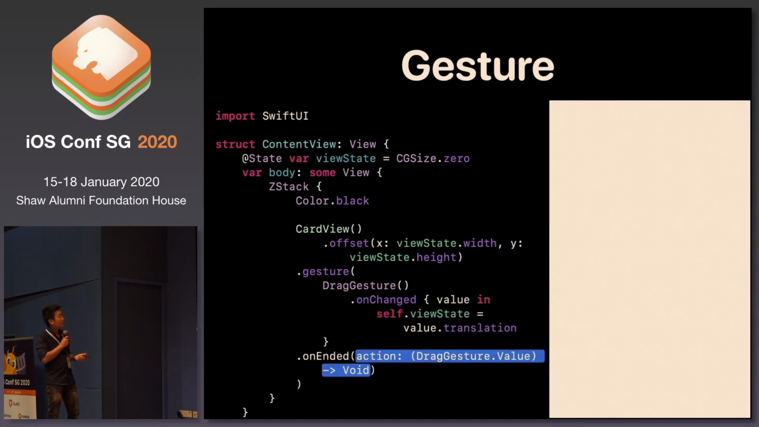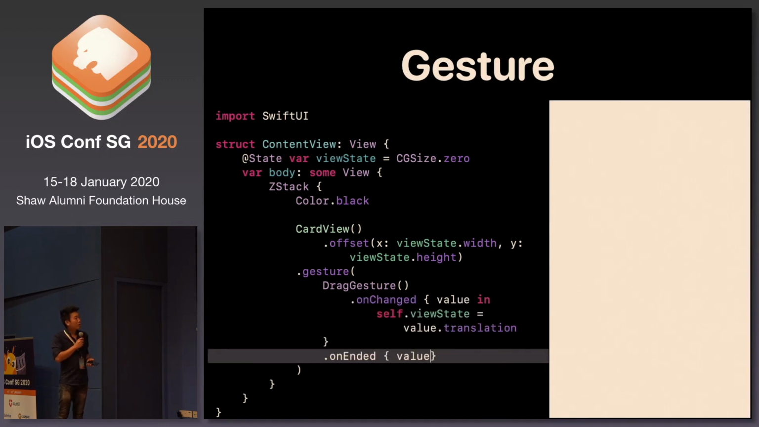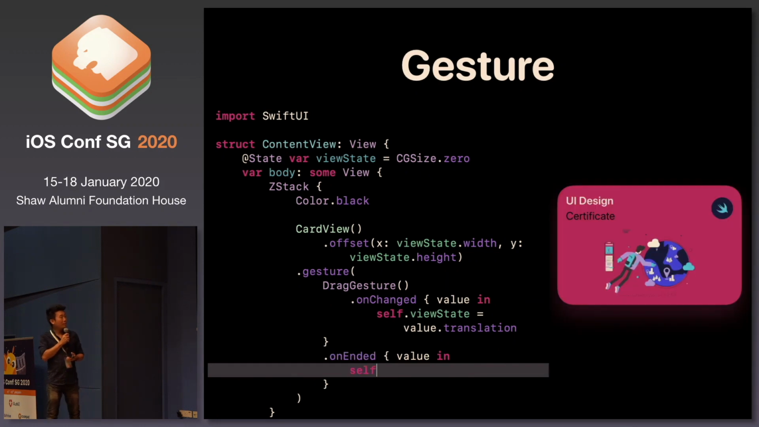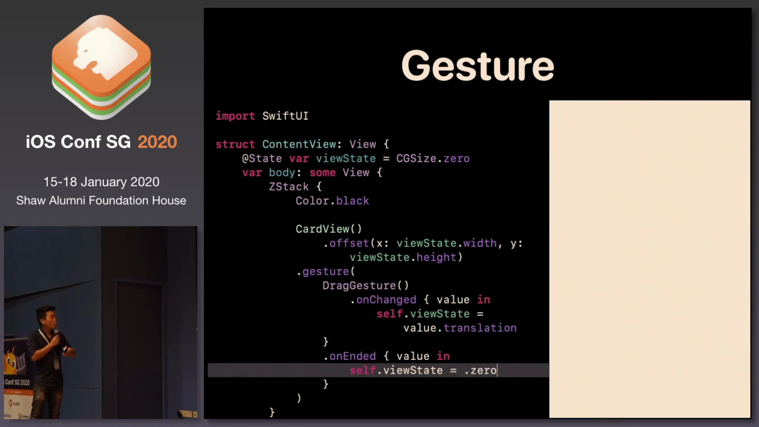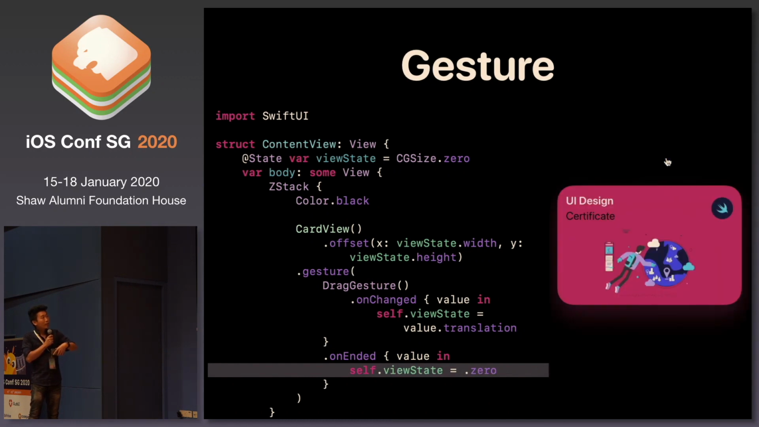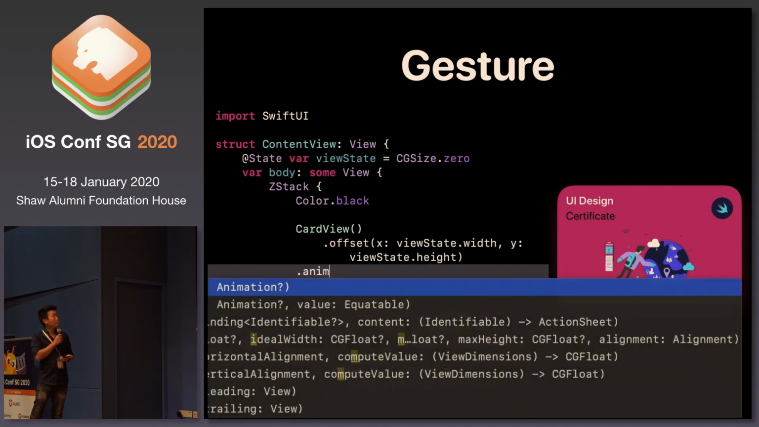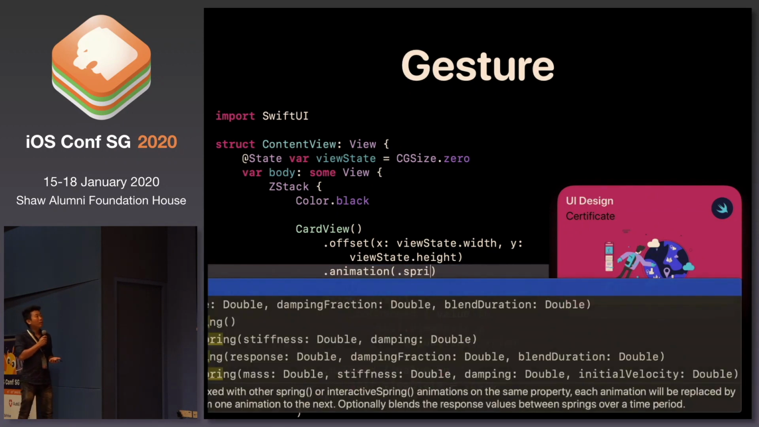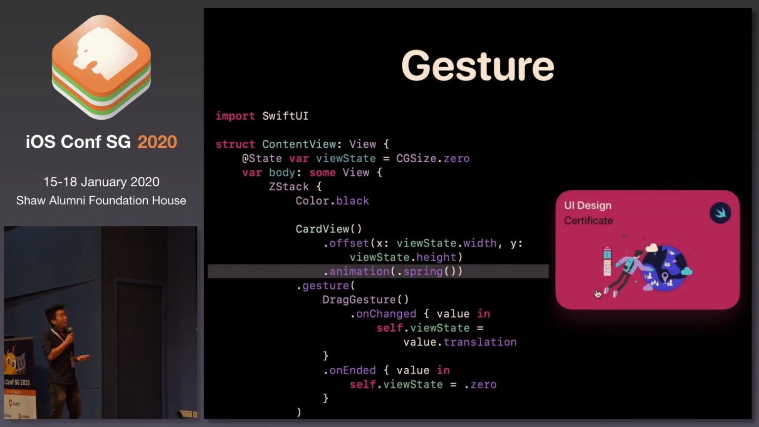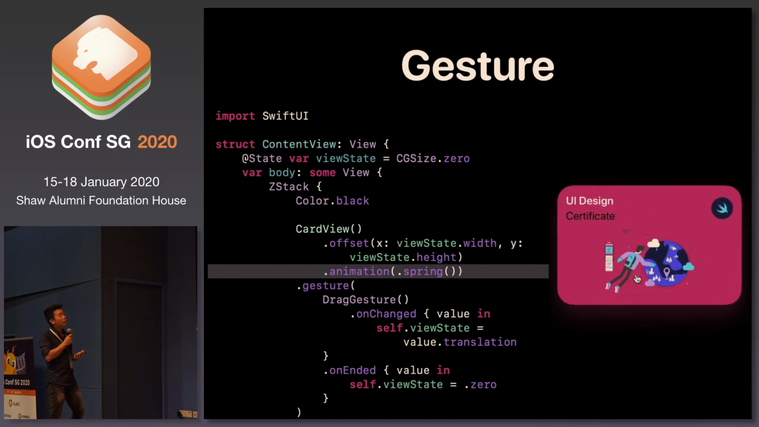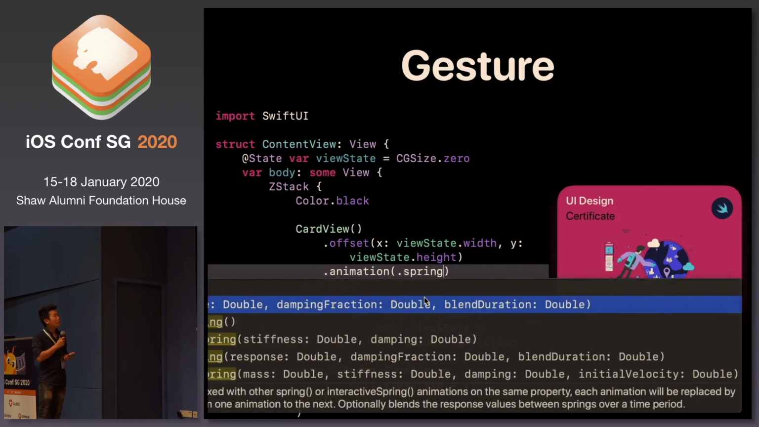Very simple stuff, and if you want to take it a little bit further, we have the release event, onEnded, and when the user releases the card, then it resets the position. So again, using the state, very simple. And now the final part, just like with animation, we're setting the transition using the animation property. And again, we have access to all of these beautiful transitions and animations.